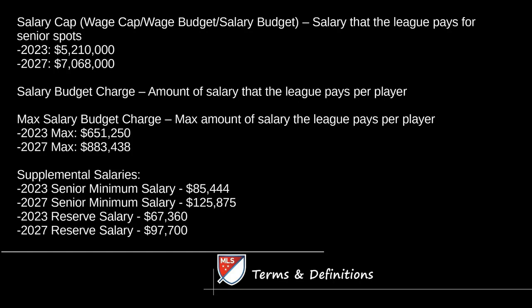Okay, it comes out of the payroll budget. Since we're in America, I'm going to go with American terms. 2023 for a senior minimum salary, it's $85,444. Notice it goes up in 27 and every year, between here and there and so forth. 2023 for the reserve salary is $67,360, and it goes up as well. Because of the collective bargaining agreement with the union and the league, salaries are going up.